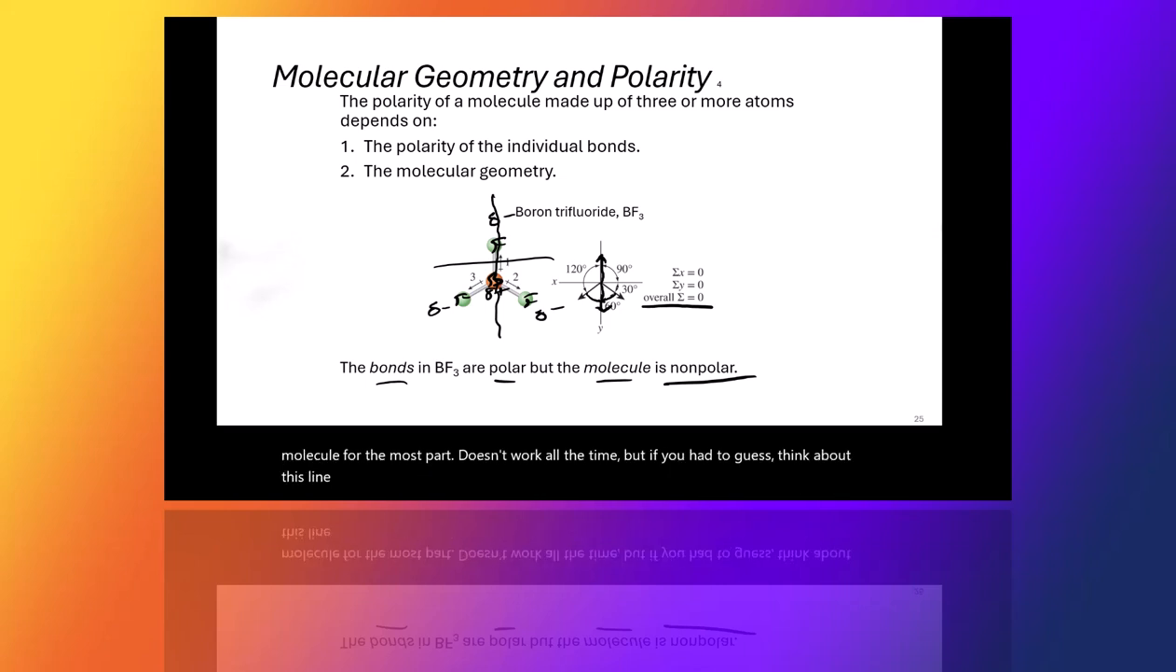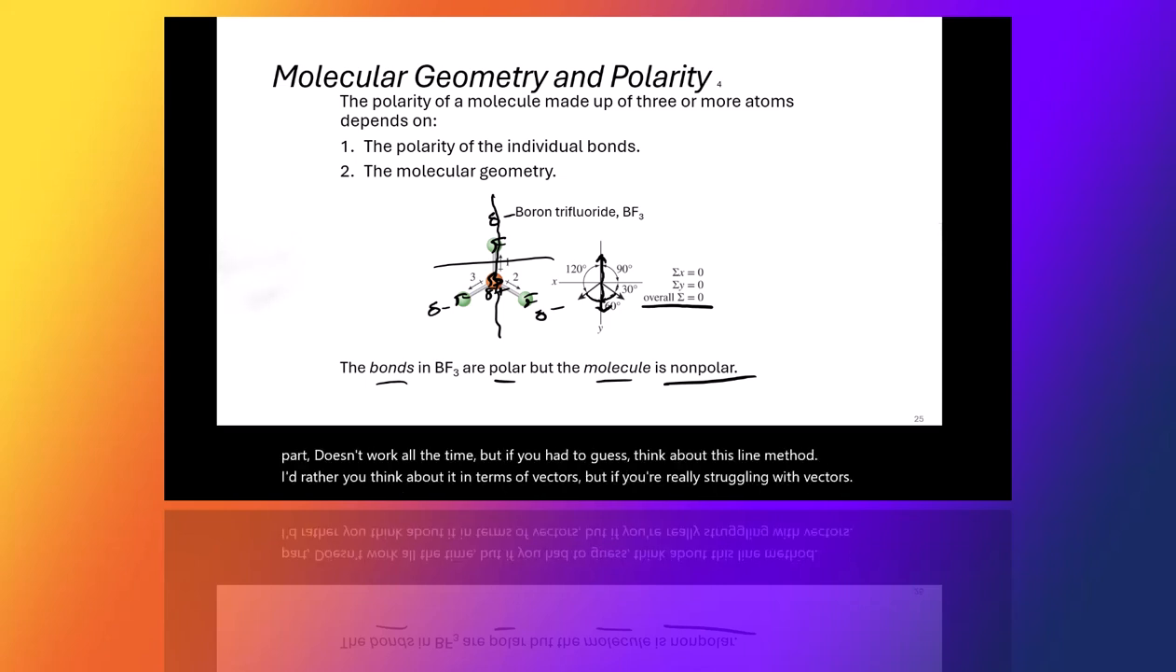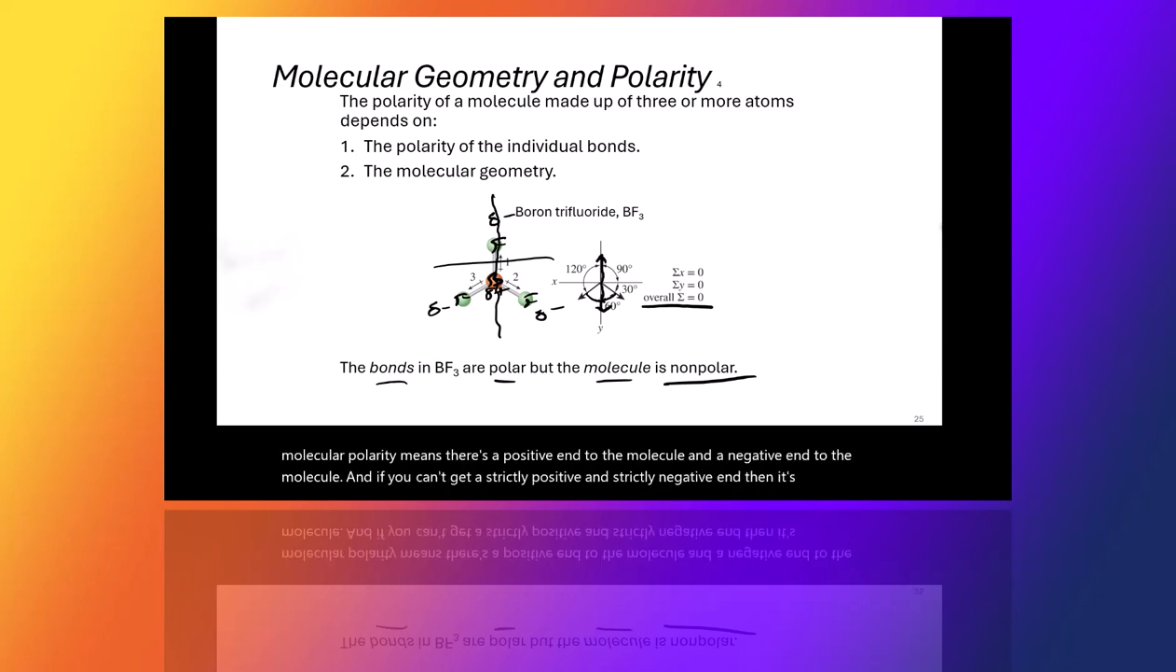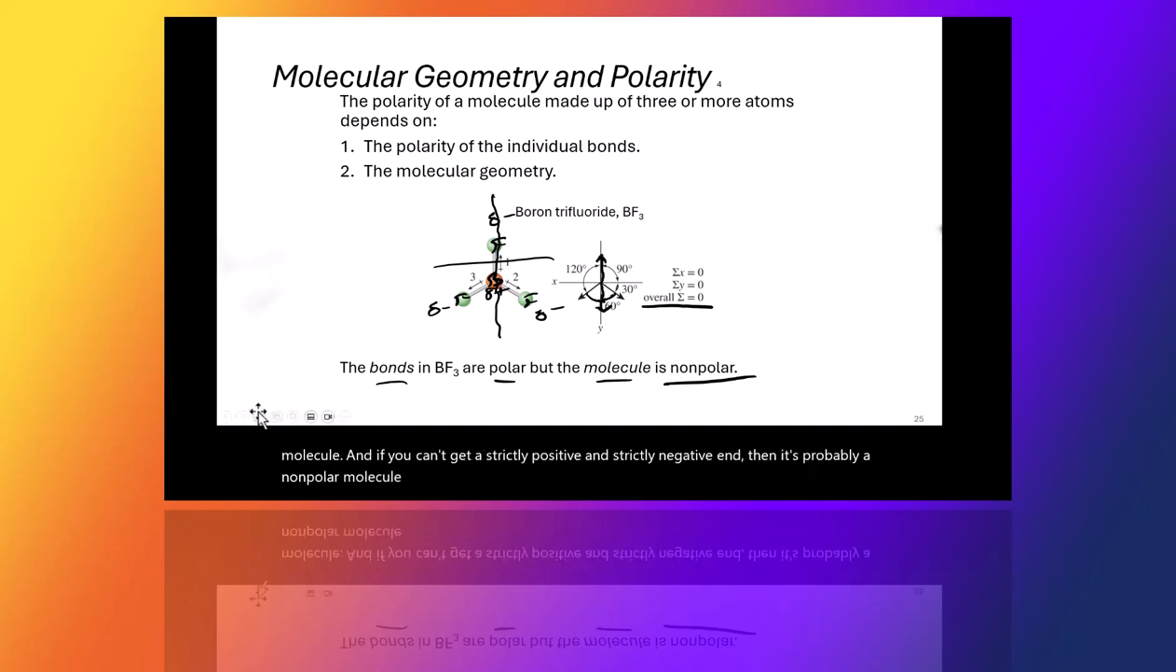I'd rather you think about it in terms of vectors, but if you're really struggling with vectors, what does polar mean? Polar means, or molecular polarity means, there's a positive end to the molecule and a negative end to the molecule. And if you can't get a strictly positive and strictly negative end, then it's probably a nonpolar molecule. Doesn't work all the time, though.